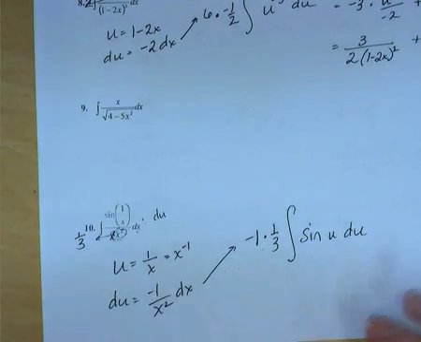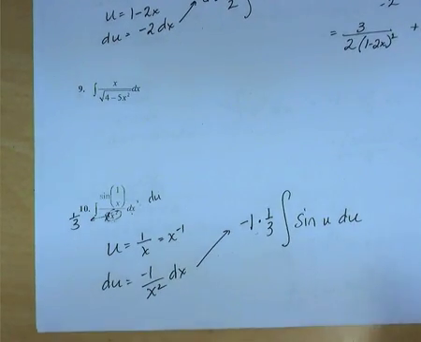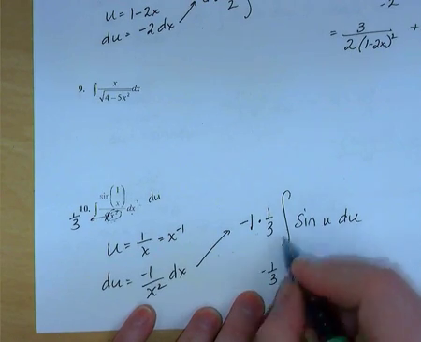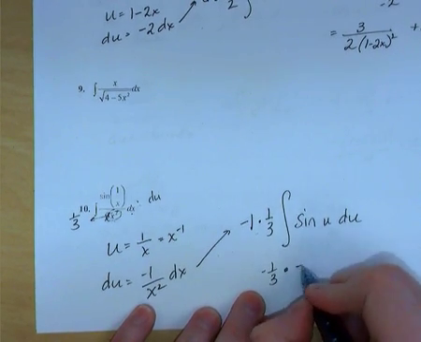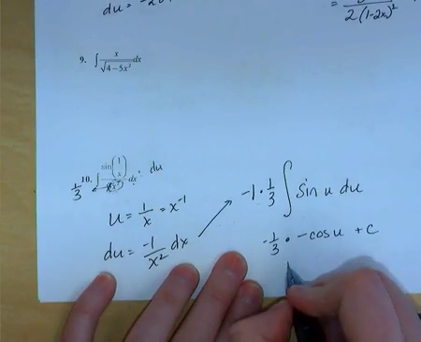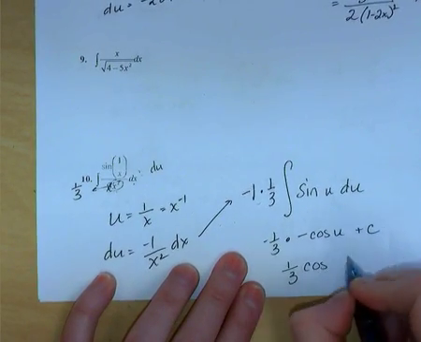Remember, the whole point of a u substitution is to really simplify the integral. So this is negative 1/3. The integral of sine is negative cosine. So this becomes 1/3 cosine of 1 over x plus c.